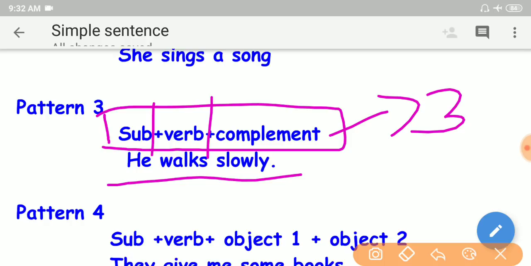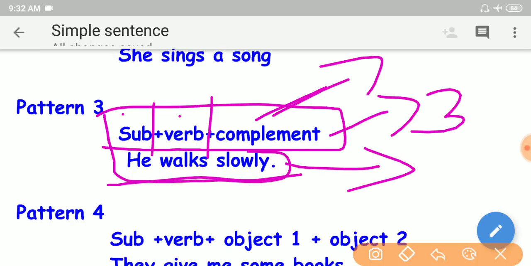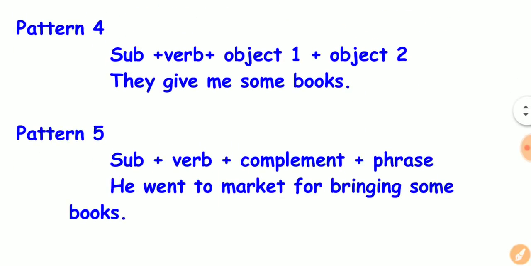What does pattern number 3 have? One subject, one verb and complement. At the same time you must understand, my dear friends, every pattern should have one subject, one verb. So these are all optional. What is optional? Complement is optional, object is optional, phrase is also optional. May be used, may not be used. Totally, it should give complete meaning. Even if you use all three, it gives complete meaning. That's why this is also a simple sentence, my dear friends. So let us go and learn pattern number 4.